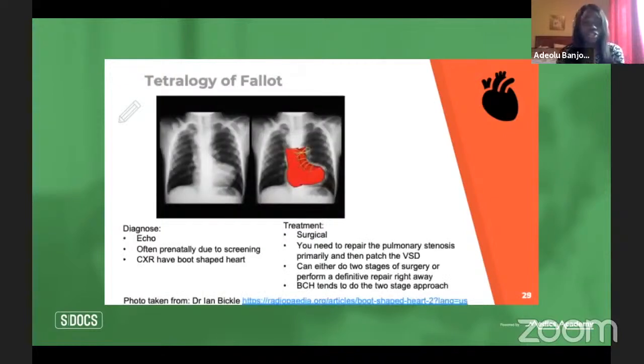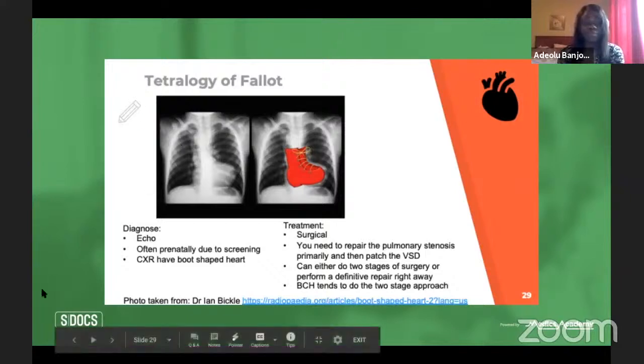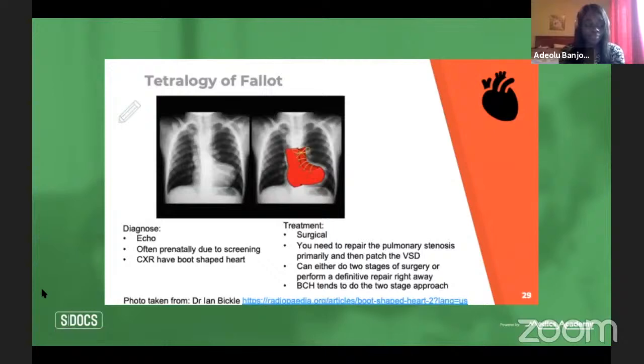So to diagnose tetralogy of Fallot, the definitive diagnosis would be using an echo. And this is another form of congenital heart disease, which is often diagnosed prenatally due to all the screening that should occur prenatally. So at the 20-week fetal anomaly screen, it should ideally be diagnosed then. And also on a chest X-ray, these patients would have a boot-shaped heart, which you can see in the image on the screen. For treatment, it's going to be a surgical treatment.